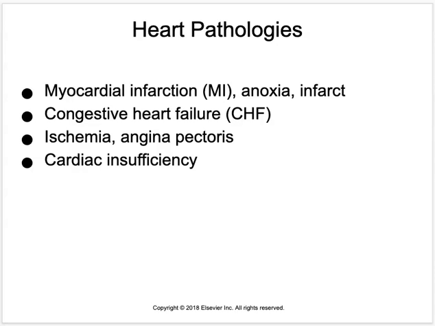When cells die, it's because they're deprived of oxygen. So that term, anoxia, means an abnormal condition categorized by absence of oxygen. So anoxia is what can cause cells or tissue to die because they're deprived of oxygen. Then we have infarct, a localized area of damaged tissue resulting from anoxia. So anytime we have damaged tissue because of lack of oxygen, we call that an infarct.